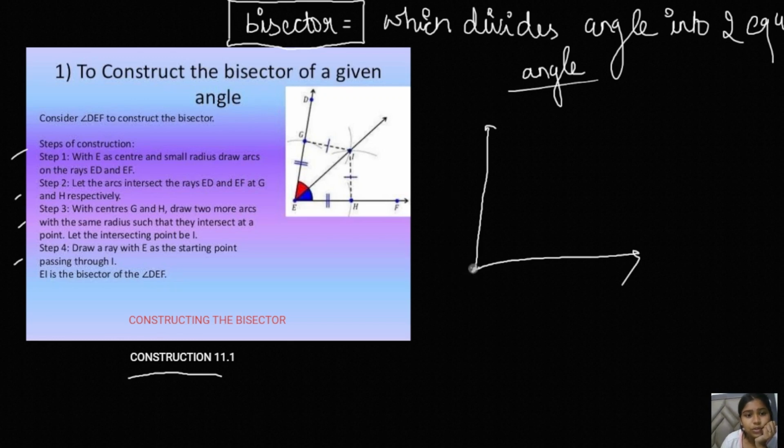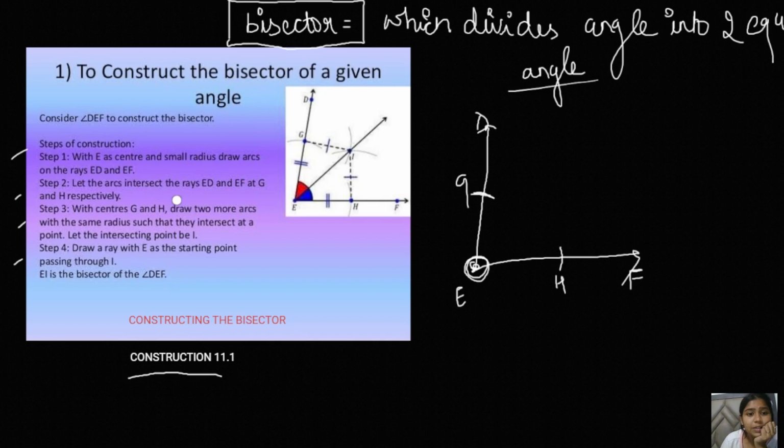What you have to do is mark any arc. Put the pointer of the compass here, put the pencil at any extent, and mark this point as G. Similarly, open the compass again to this much length, put the pointer at point E, and then make an equal arc on the ray EF. By this you can make the arc.